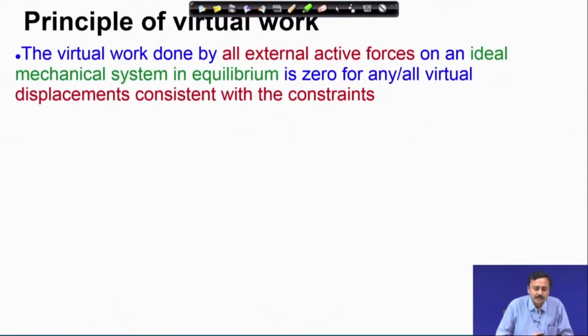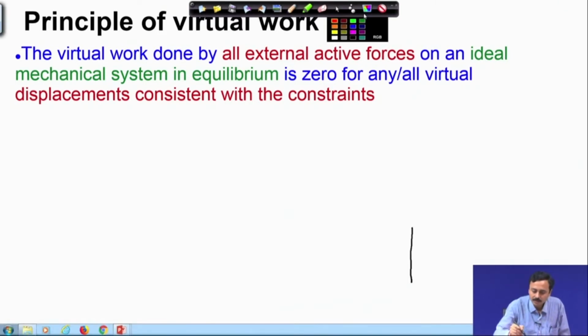So, we first look at the principle of virtual work. The statement of the principle of virtual work says that the virtual work done by all external active forces on an ideal mechanical system in equilibrium is 0 for any or all virtual displacements consistent with the constraints.